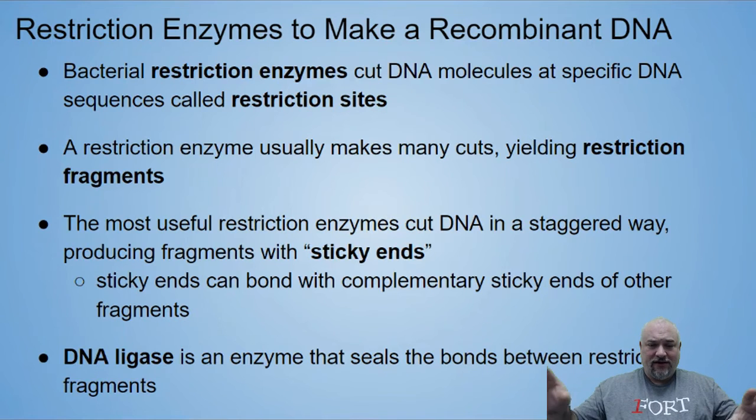So it cuts them, well, not randomly, it cuts them at those sites, which winds up making randomly sized chunks of DNA. The most useful restriction enzymes actually cut DNA in a staggered way, producing fragments with what we call sticky ends, which we combine with complementary sticky ends of other fragments. And we use that as part of the way we make recombinant DNA. We can break apart some DNA where we want it, and then we can stick it onto other DNA because of those sticky ends, and then DNA ligase can come in and bind it all together into one piece.